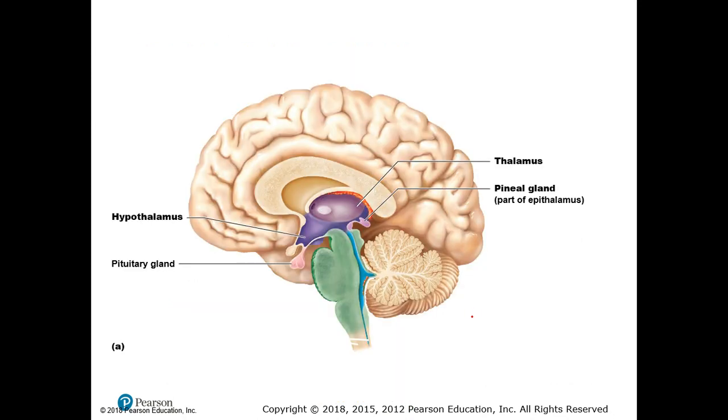When we talk about these 3 structures within our brain, we have our thalamus, which is our circular structure right here. We have our pineal gland, which is part of our epithalamus down below. And then here we have our hypothalamus, which is one of our most important structures for autonomic functioning. And it labels the pituitary gland that's part of your hypothalamus.